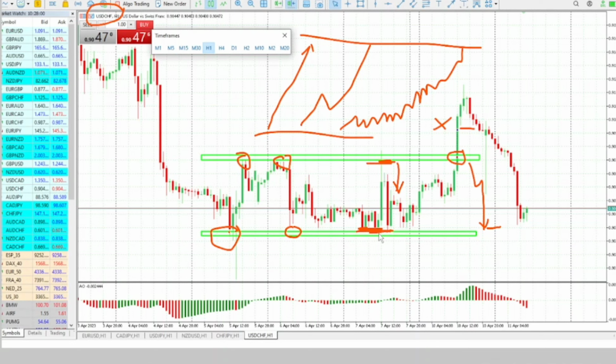After you hit your stop loss, you're out of the market. You do not worry yourself, okay? Because you can't decide what is going to happen in the market.